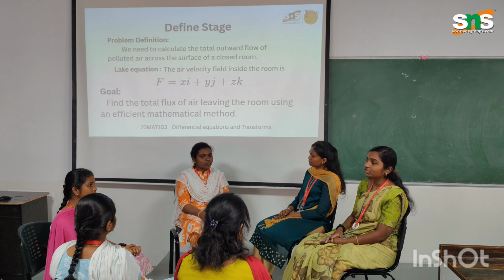Next slide. So this is the prototyping concept. What is the vector field given here? We have already discussed that F vector is equal to x i vector plus y j vector plus z k vector, and we have to compute the divergence. What is the divergence? Del dot F vector is the divergence of that vector. It can be calculated using the formula, del dot F vector.